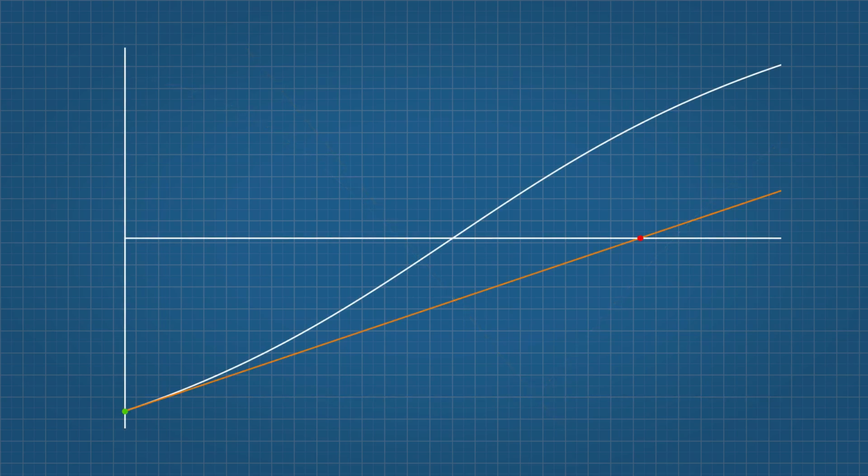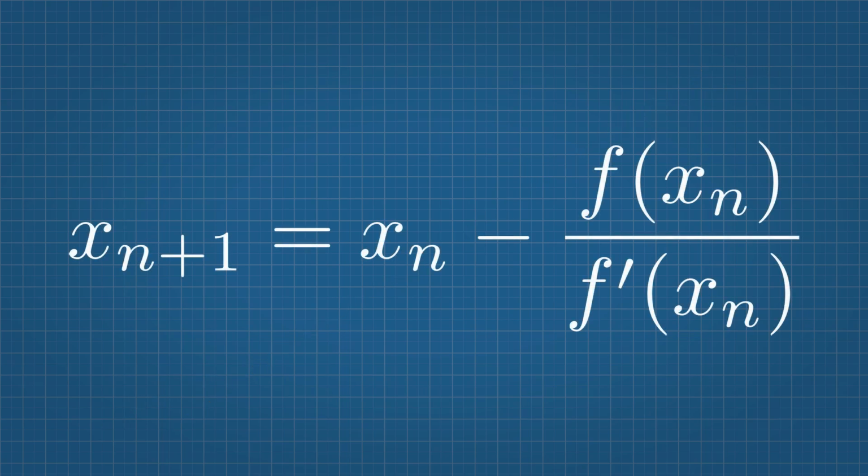Now, mathematically, it uses the first derivative of the function in order to approximate it. It is necessary to be able to compute it one way or another for the method to work. The next guess of the solution is computed using the following recurrence formula.